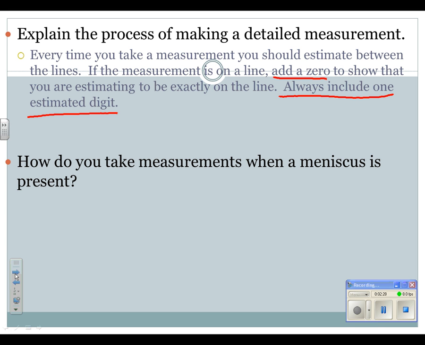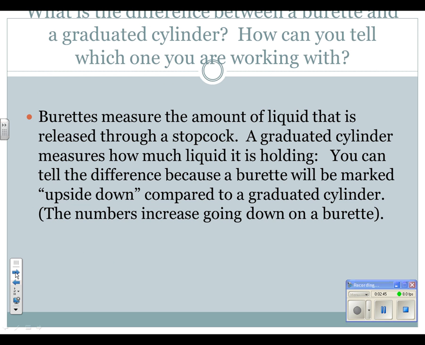When a meniscus is present, remember a meniscus, if we have our graduated cylinder and it's full of water, it forms a little dip. You always take the measurement from the bottom of that dip, that meniscus, the bottom of it. Now, how do you tell the difference between a burette and a graduated cylinder?